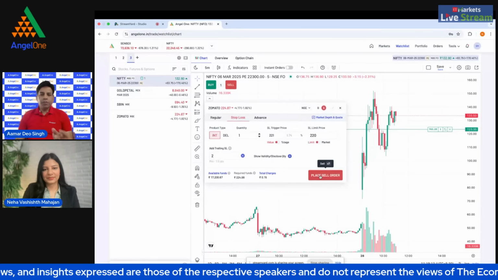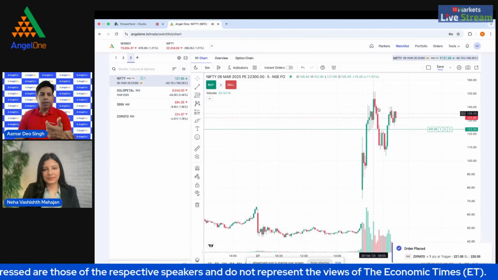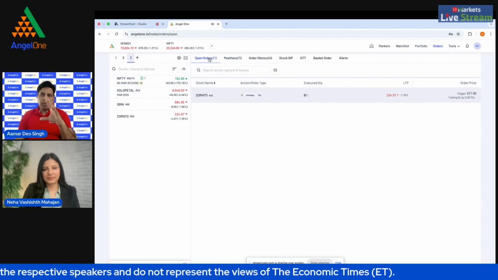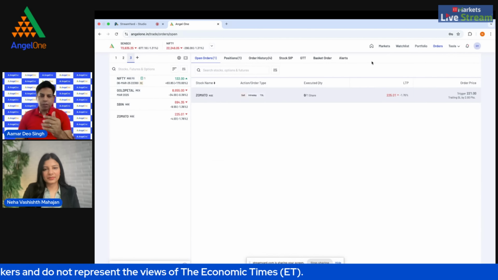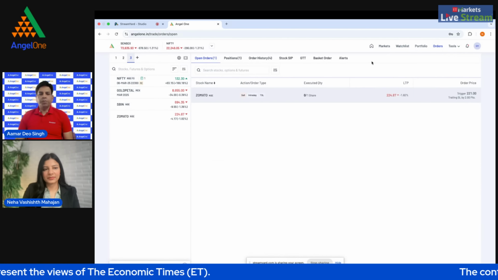It can be set up in definitive terms, but it's better that you look at the stock, see what percentage of move it makes, and based on that, you keep a definite number. So hope that helps.